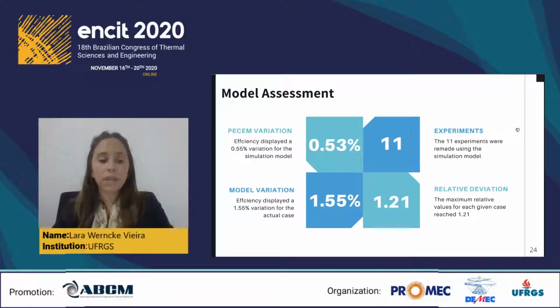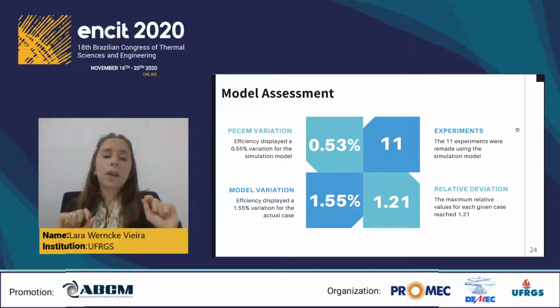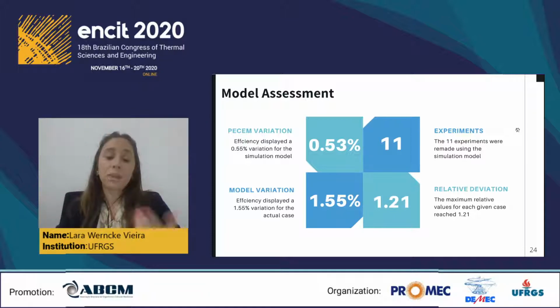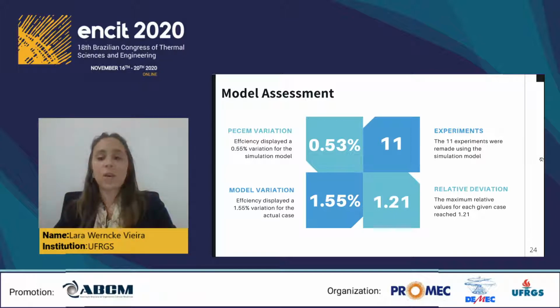The model variation in the efficiency displayed a 1.55 variation for the actual case. While looking for the passing variation, the efficiency displayed a 0.55 variation for the simulation model. So this is our model assessment, and we could remake the experiments conducted at Passing Power Plant using this model, and that's why we could finish the 62, because we have good results considering these 11 ones.